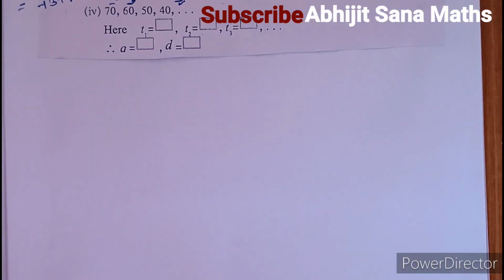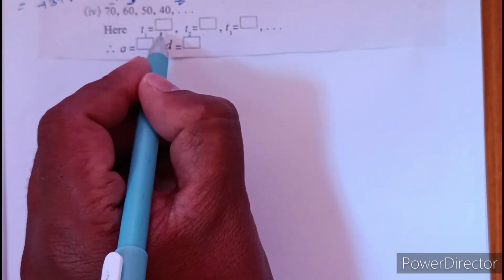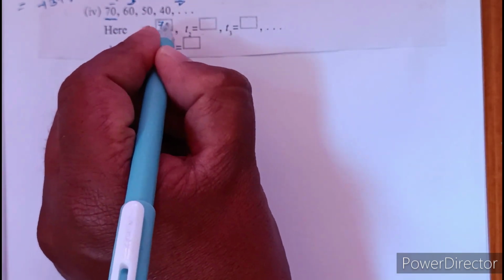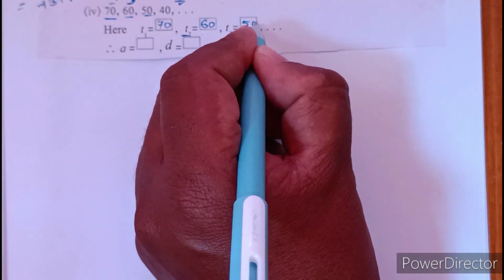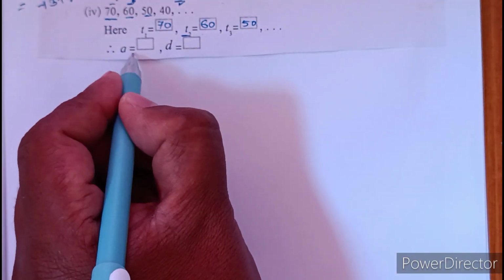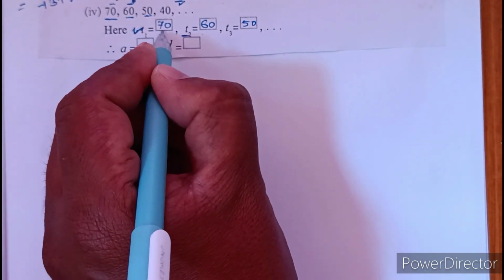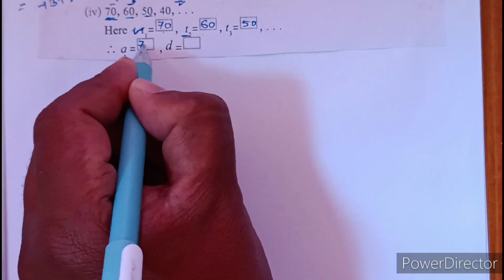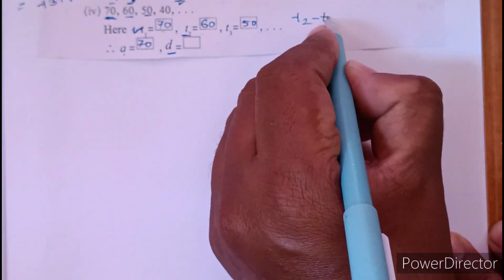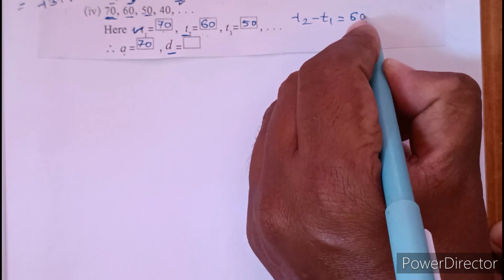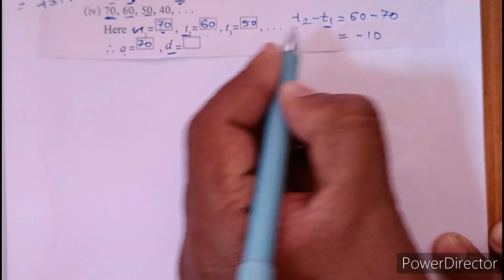Next question, the AP is 70, 60, 50, 40. Here term 1, that is T1, equals 70, put 70 here. Term 2 is 60 here. Term 3 is 50 here. Now the value of A and T1 is similar, therefore put A exactly equal to the value of T1, that is 70. Now D is nothing but the difference between terms, that is T2 minus T1 equals the value of T2, which is 60, minus the value of T1, which is 70. 60 minus 70 is minus 10, put minus 10 here.